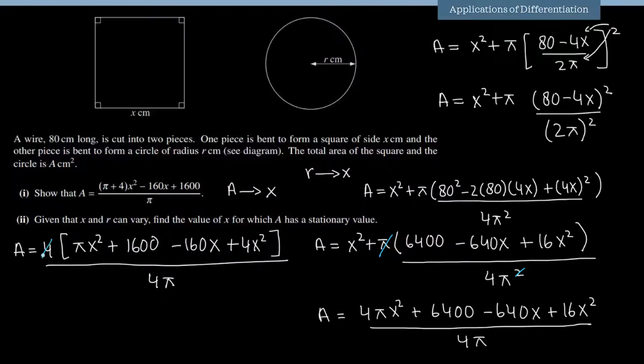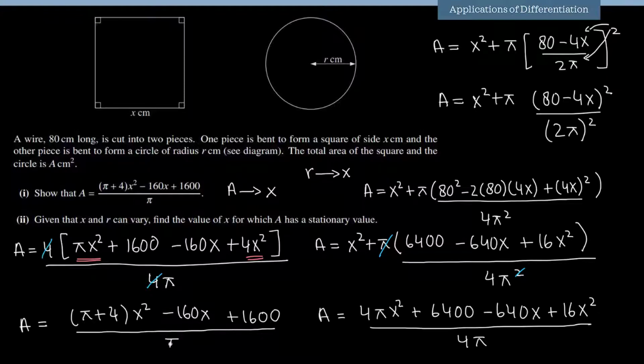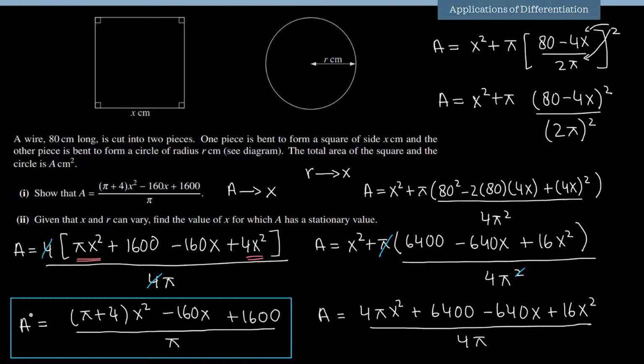4 divided by 4 pi is 1 upon pi, and in these two terms, if I take x square common, I'll get area is equal to (pi plus 4) x square minus 160x plus 1600, and divided by pi. So this is the answer to the first part. I have shown that the total area can be represented by this equation.